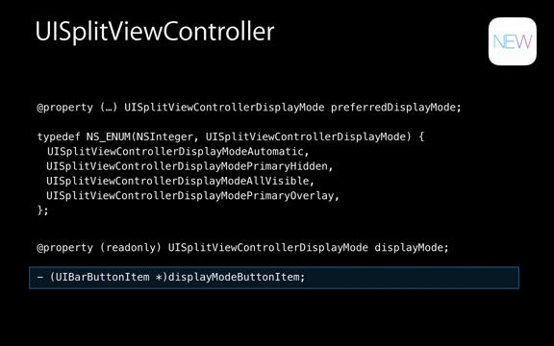The display mode button item is also accessible in this API, so you can ask the split view controller for it and put it in whatever bar you want. Although I'm not going to say it explicitly, if you were to look in the header files of UISplitViewController, you would find that most of the API that used to be there is now deprecated and replaced by new API.